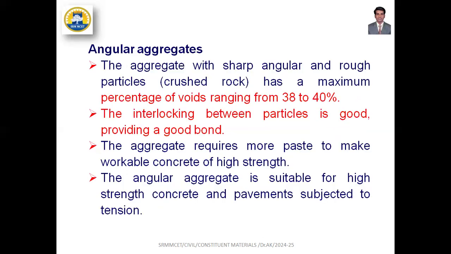The next one is angular aggregate. This is the normal type of aggregate which is used in the manufacturing of all types of concrete. Here the percentage of voids ranges from 30 to 40 percent. The main advantage of using angular aggregate is that the interlocking properties between the particles are very good, so it can create a good bond between the different materials. By using this interlocking property, we can achieve very good strength concrete.